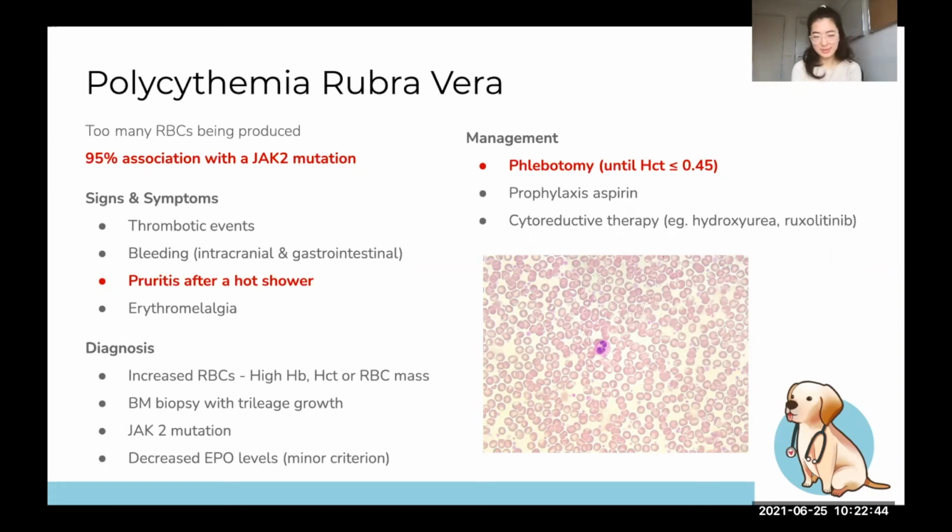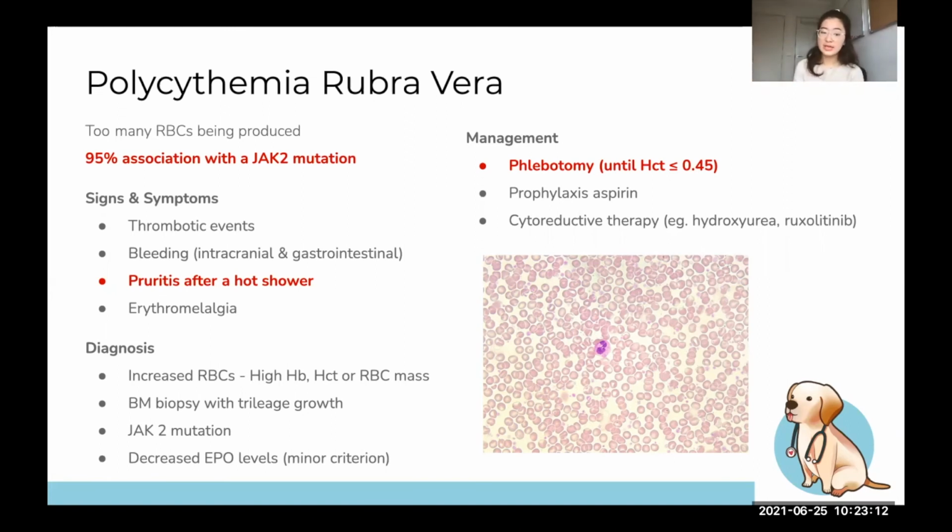The signs and symptoms that you'll often get are increased bleeding and an increase in thrombotic events, just because as your body's producing more red blood cells, you're also getting more platelets being produced as well. And the buzzword for PRV is going to be pruritus after a hot shower. So if a 50-year-old man complains of excessive itchiness after hopping out of a hot shower, and he's also noticed more bleeding than usual, it's probably going to be PRV.